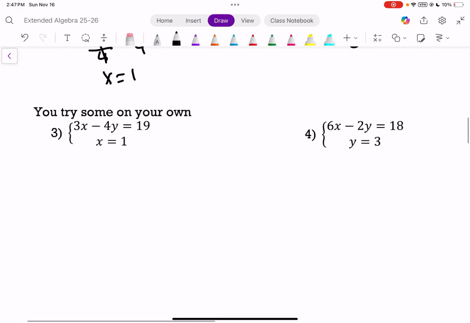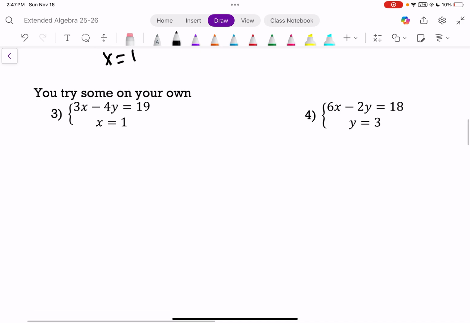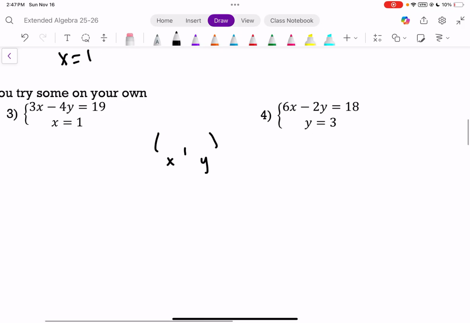Here I have 2 for you to try on your own. So go ahead, pause this video now and see if you can solve those. On the first one, I gave you a value for x, and on the second one, I gave you a value for y. Remember, we're going to write our answer as a coordinate, x value, y value. Go ahead, pause, and see if you can work these out on your own.